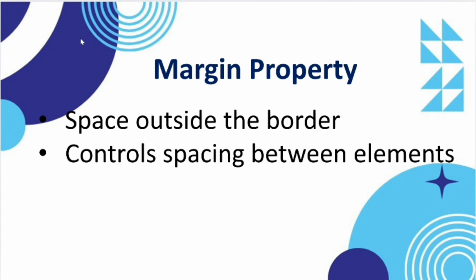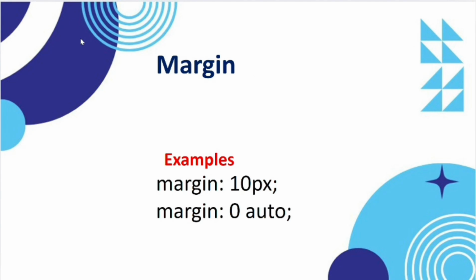Now we are moving to margin property. Margin defines the space outside the border. It's what separates elements from each other. It controls spacing between the elements. Let's take an example. Margin of 10 pixel means the margin will apply 10 pixel on all sides. Now margin of 0 auto means it horizontally centers. Margin collapsing and auto centering are common layout tricks. If you have ever wondered how to center a div, now you know.